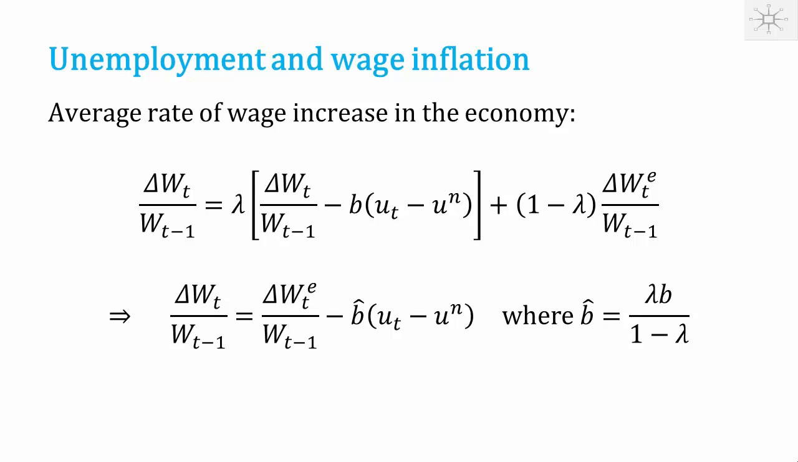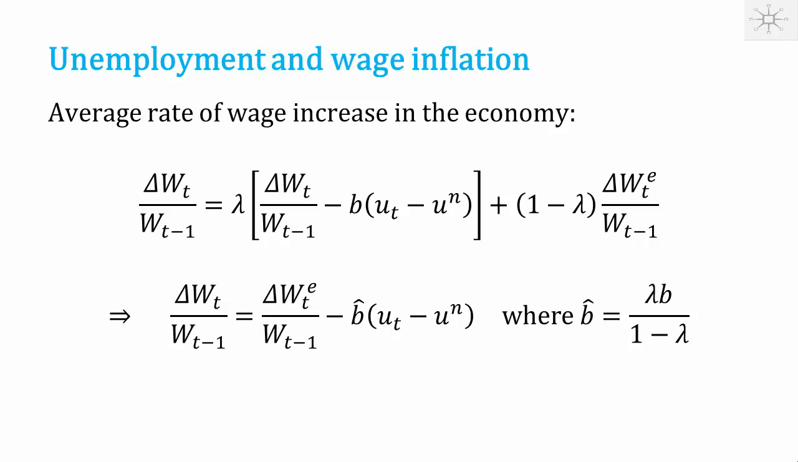And then you get that the general wage increase is the expected wage increase minus beta hat times the deviation of unemployment from the natural level. And beta hat is lambda times b over 1 minus lambda. So that is straightforward to check that derivation.